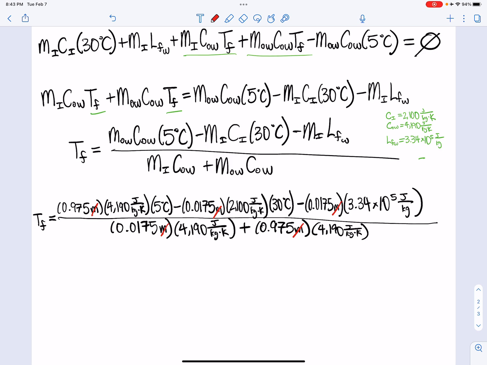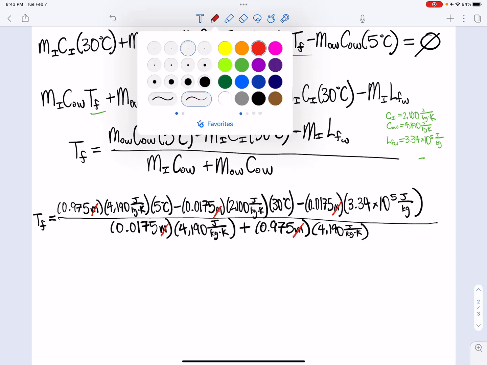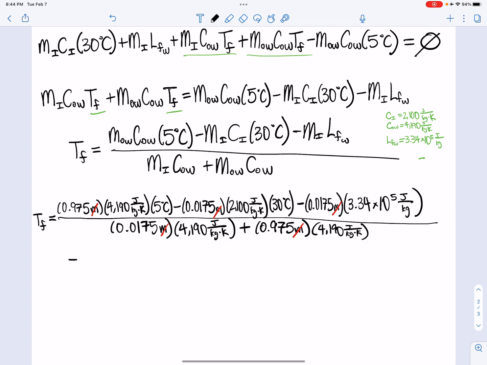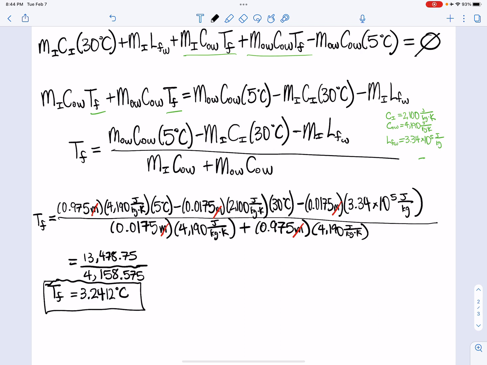If I plug all those values in my calculator, I am going to end up with 13,478.75 divided by 4,158.575, which is equal to 3.2412 degrees Celsius. So the final temperature is equal to 3.24 degrees Celsius. Okay? But that's not what the question was asking for, right?